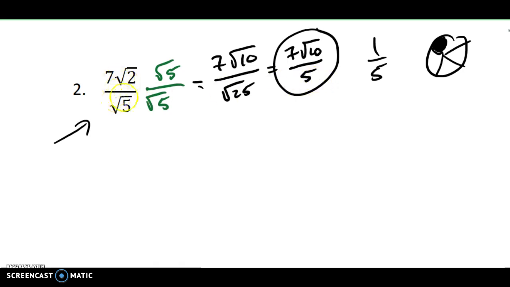Whereas before, with this answer, there's no way to visualize this root 5. It's a decimal point, which doesn't make sense because for fractions, the denominators need to have a visual with them, and we can't do that with the root 5. So that's why we have to do that.